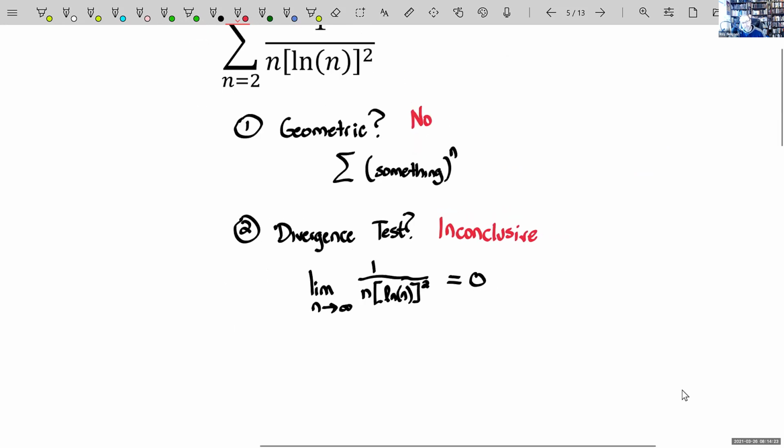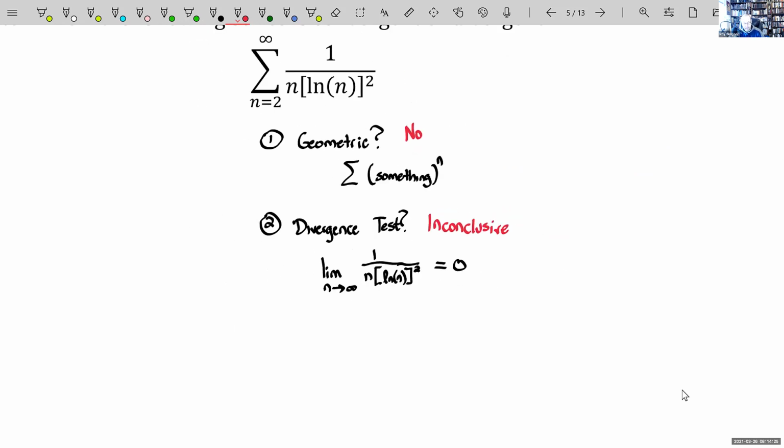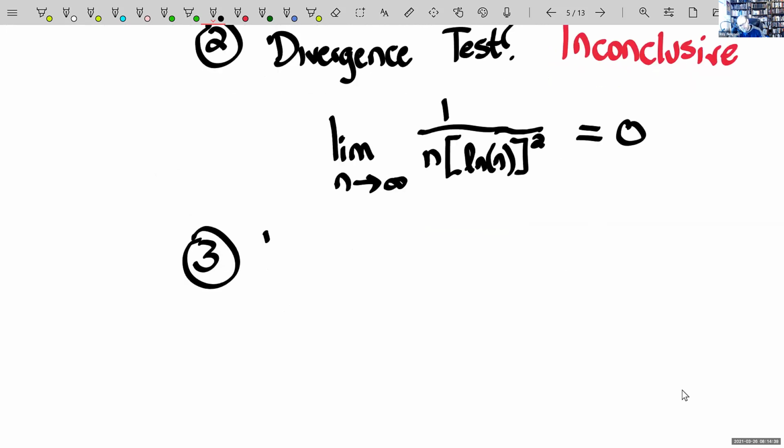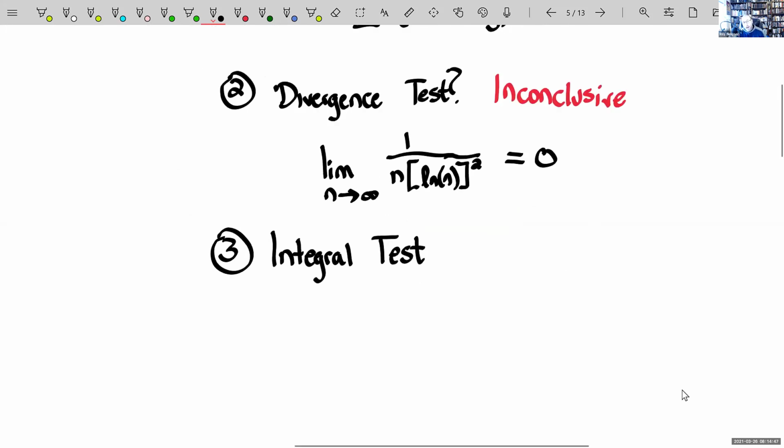Well, the next tactic would be the integral test, or sometimes I call it the integral comparison test, but we'll just call it the integral test. So I'll write that down: integral test. Oops, I'll zoom in here. All right, so the integral test. What are you going to do?